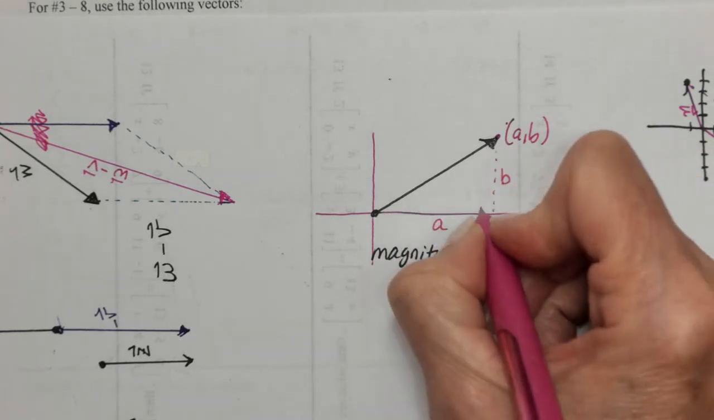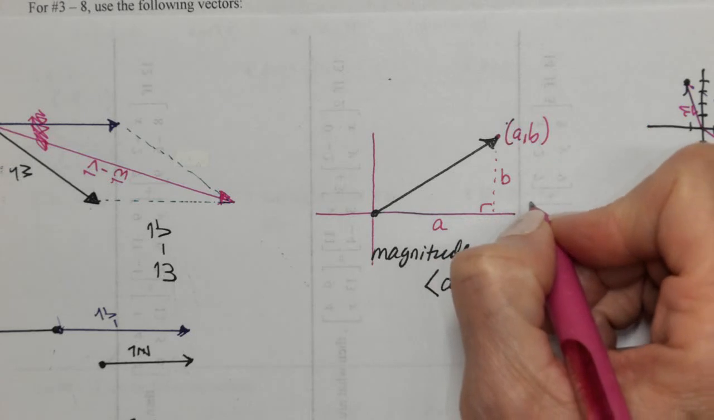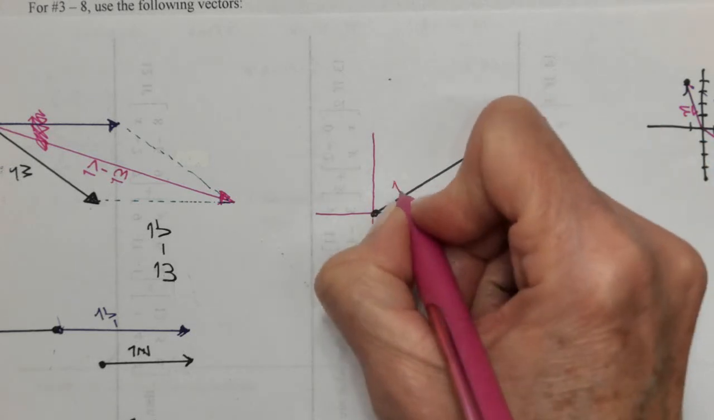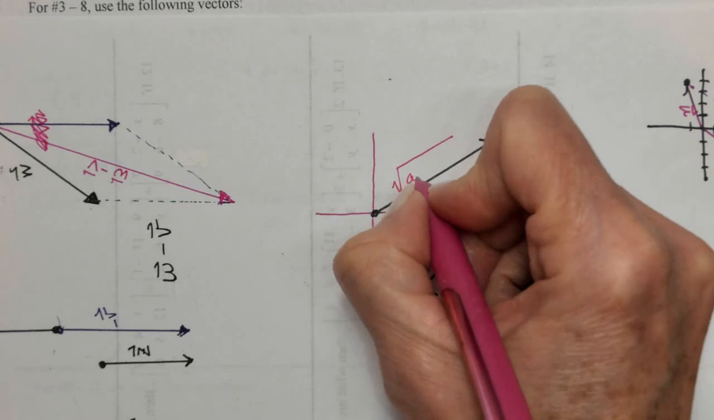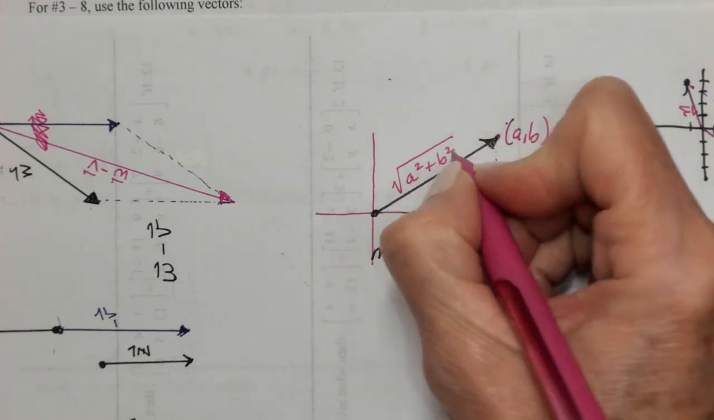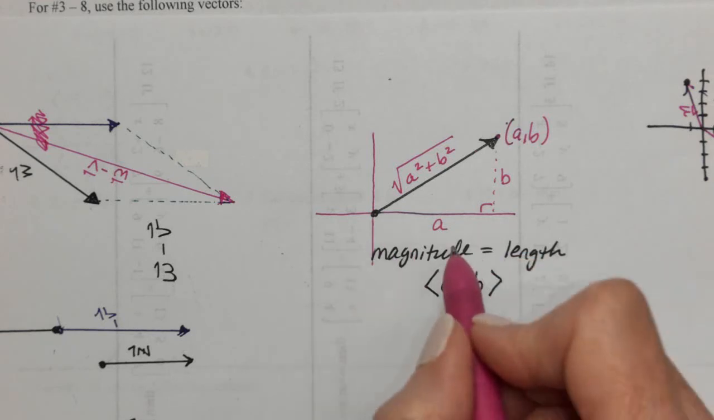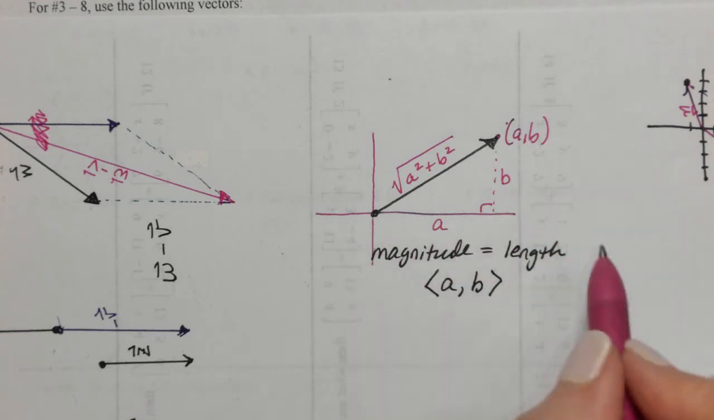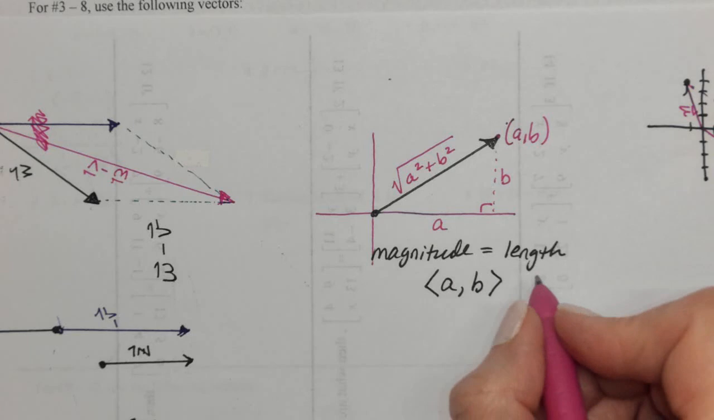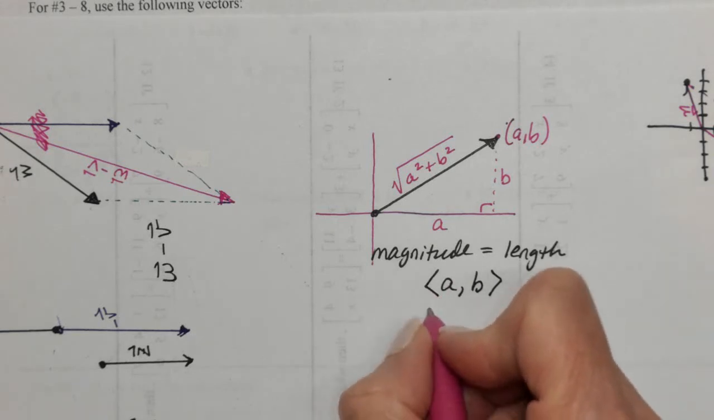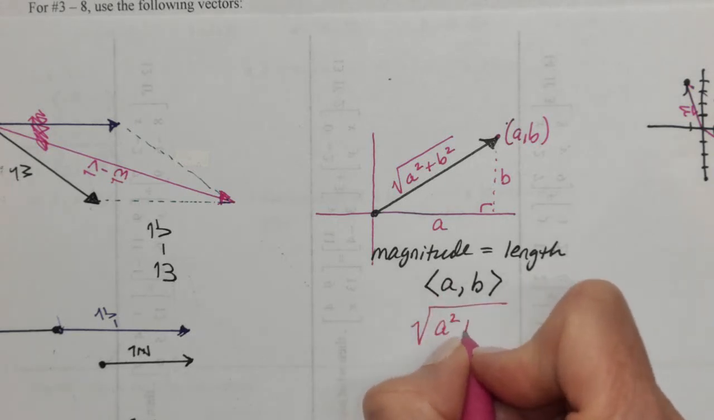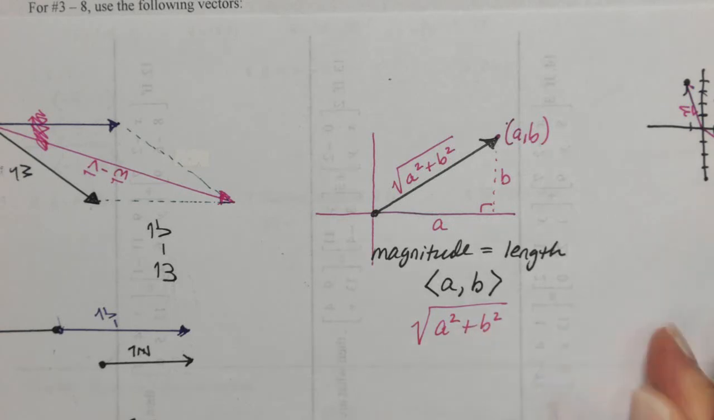Well, this is a right triangle, and we can just use the Pythagorean theorem. So this length will be the square root of a squared plus b squared, because the hypotenuse squared is equal to the sum of the squares of the legs of a right triangle. So the magnitude is simply the square root of a squared plus b squared, if the coordinates are a, b.